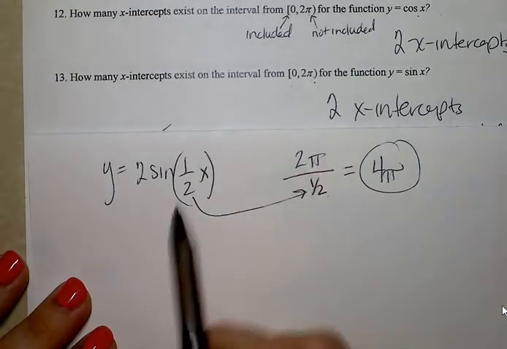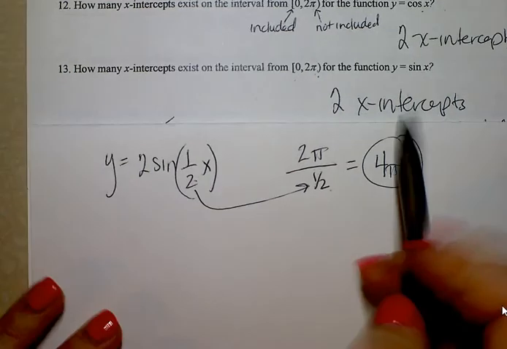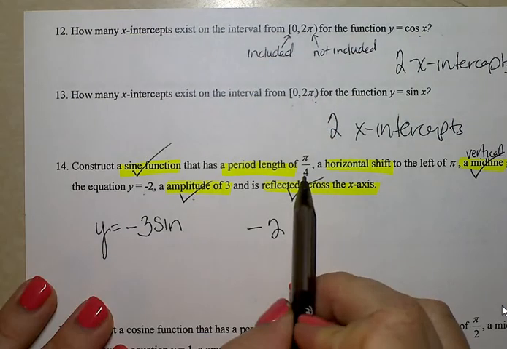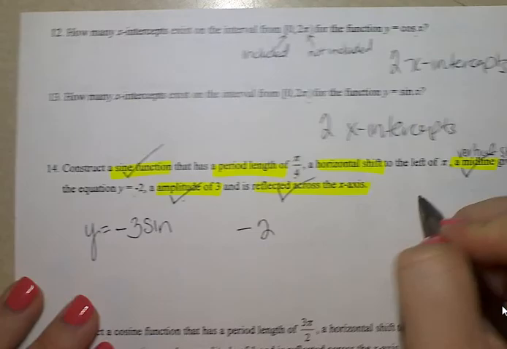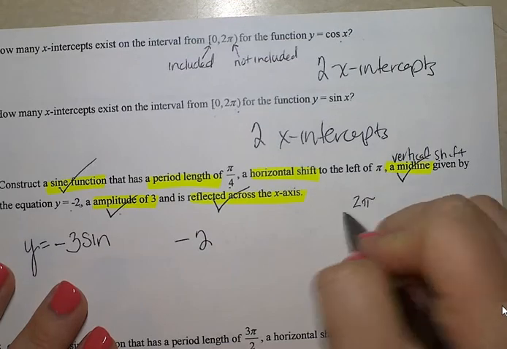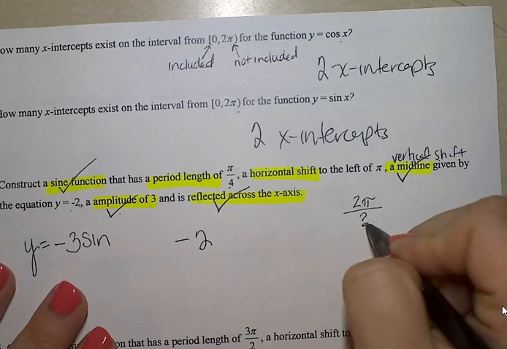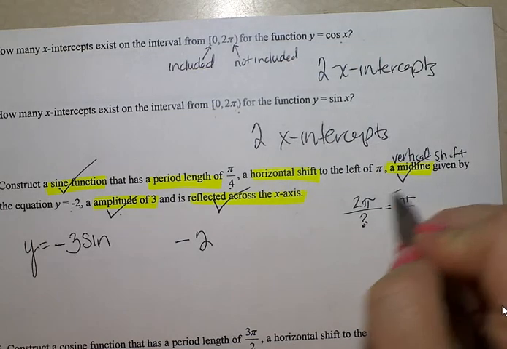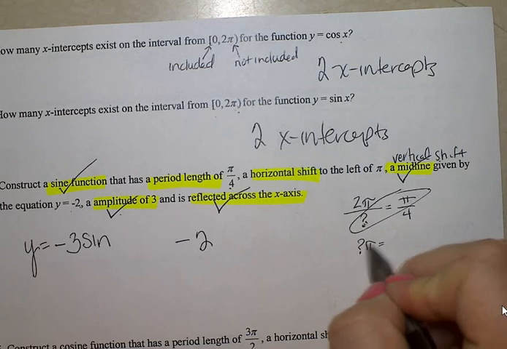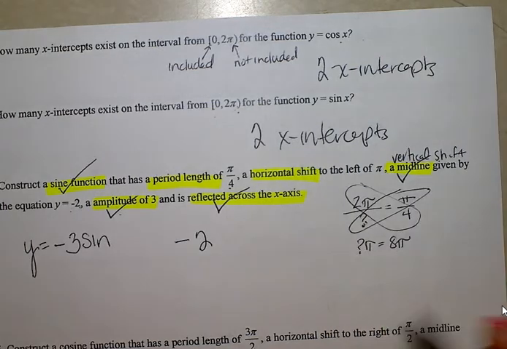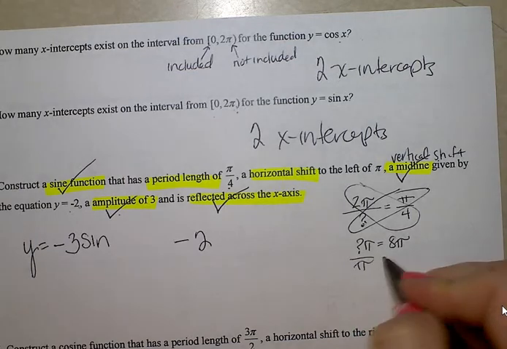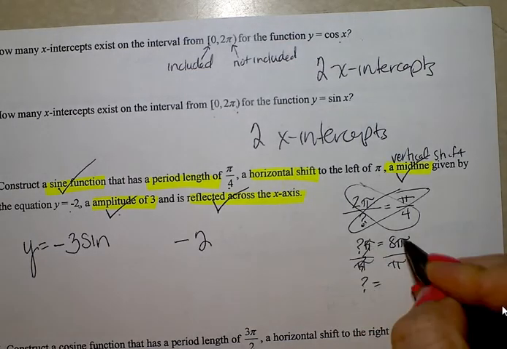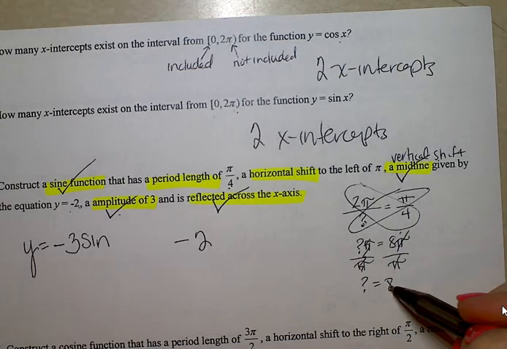So we need to figure out what should go in front of this x to give you a period length of pi over 4. So we're going to work backwards. You should be doing the same thing with me right now. 2 pi divided by, and we don't know what it's going to be. This is what goes in front of the x. 2 pi divided by what gives you an answer of pi over 4? I'm going to cross multiply to figure out what this question mark should be. Question mark times pi equals 8 pi. I'm going to isolate the question mark by dividing by pi. Question mark equals 8. That means 8 is going to go in front of the x.